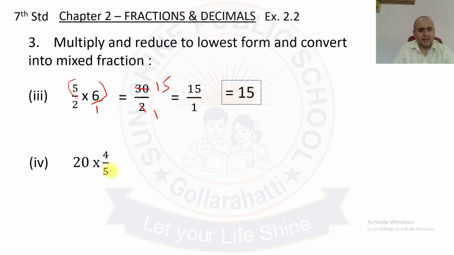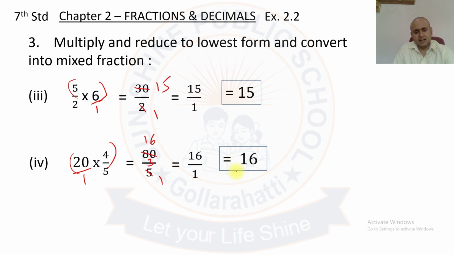20 into 4 by 5. So first you multiply numerator to numerator, where 20 is 20 by 1. When you multiply 20 into 4, that is 80 by 5. Therefore you can simplify this further in the table of 5. So 5 ones are 5 and 3 remainder. So 30, 5 6s are 30. Therefore it is equal to 16 by 1. 16 by 1, again if denominator is 1 we don't take the denominator, only the numerator, that is 16 is the answer.